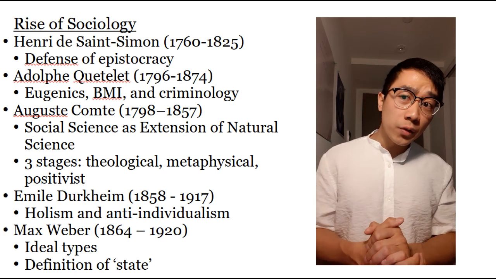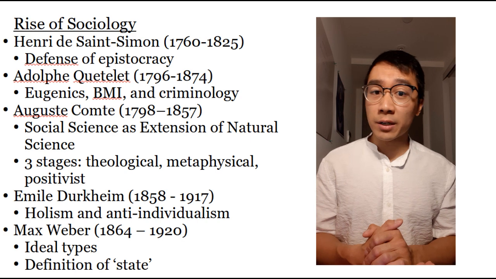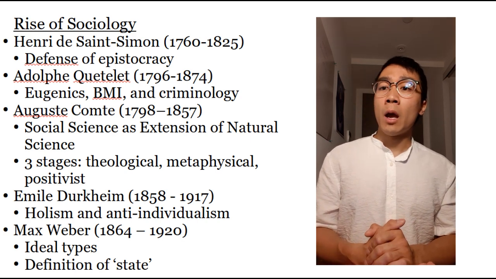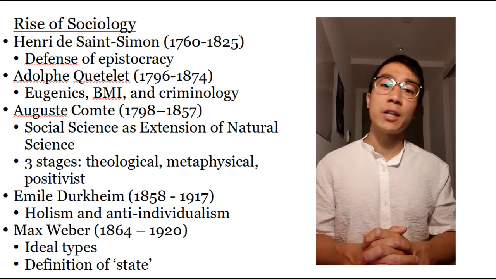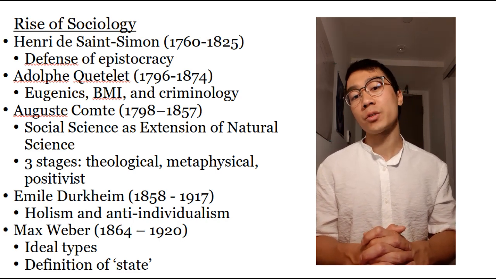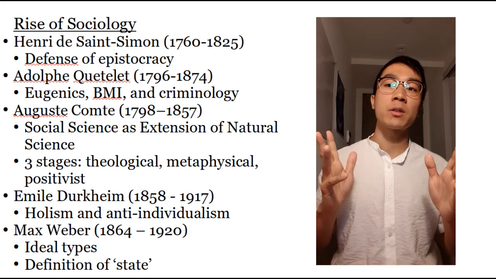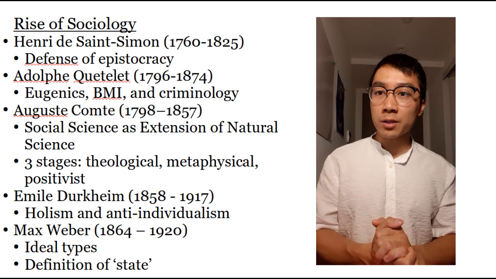Probably the most influential figure of this earlier period is Auguste Comte. He was a French social scientist and philosopher of sorts. And he had a basic idea that social sciences should be something like an extension of the natural sciences. In fact, a lot of these figures at the time thought so. Adolphe Quetelet also thought this. So he applied the statistical methods from astronomy and brought them into criminology and into eugenics.